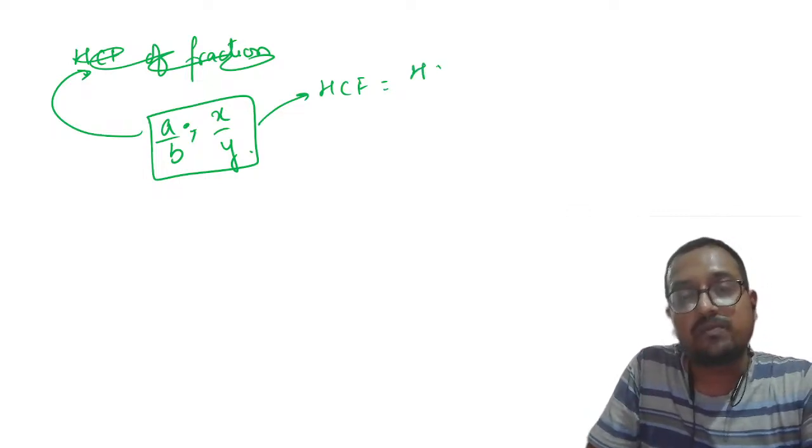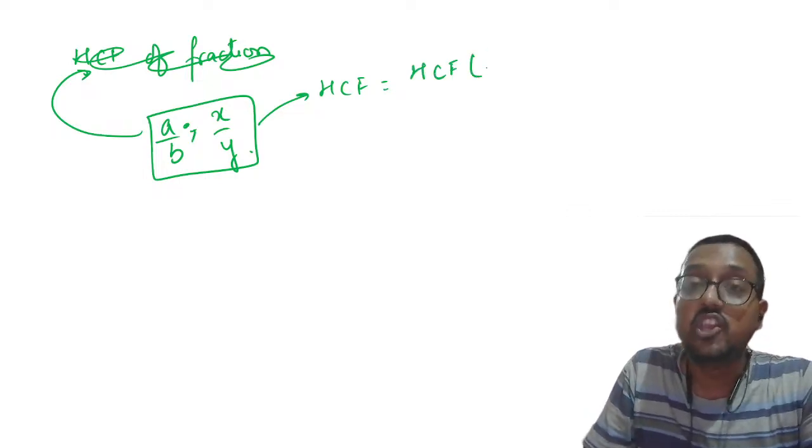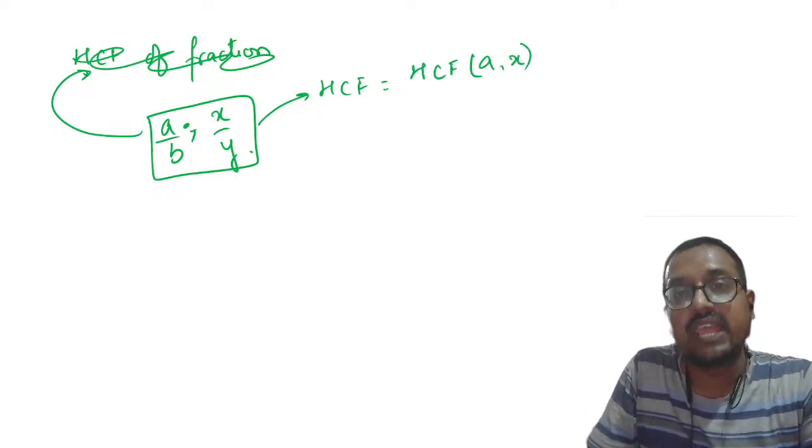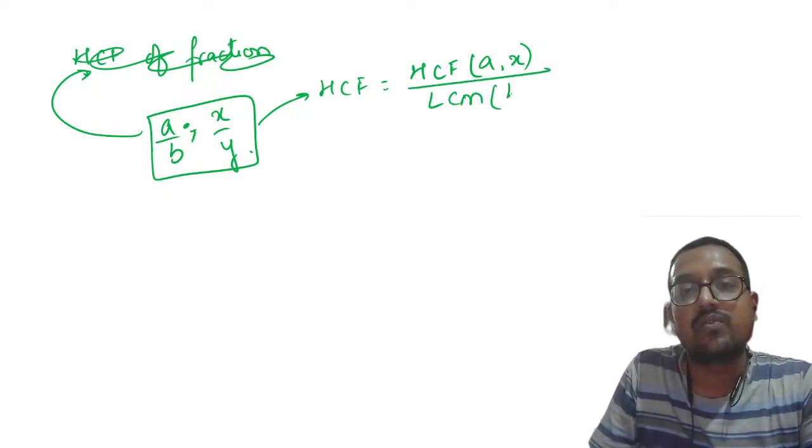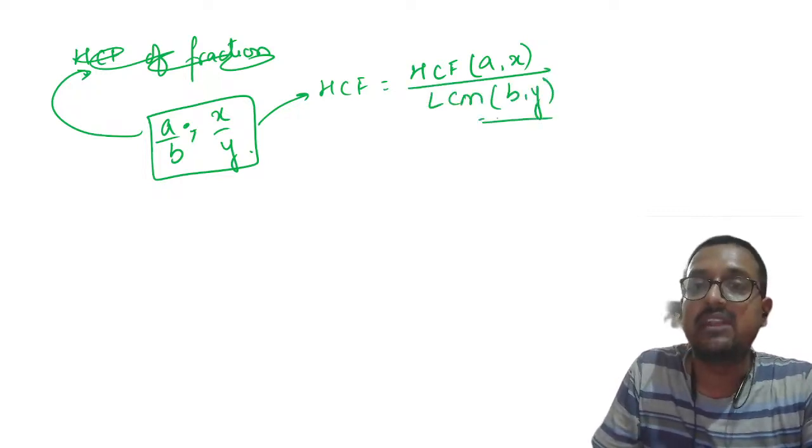So you have to find out the HCF of the numerators individually, a and x, divided by the LCM of the denominators, b and y. Understood?